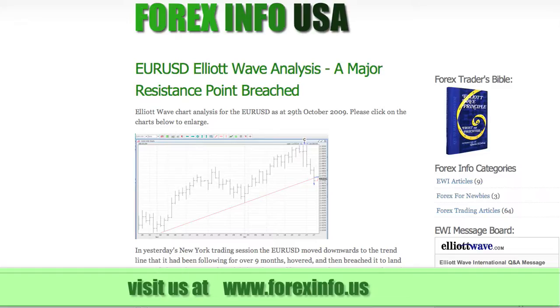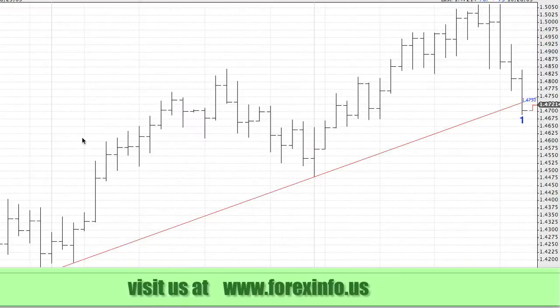We've had some interesting developments with the Euro-US dollar pair last night. Let's have a look and see what's happened. Okay, so as long anticipated, it finally has breached this lower trend line that it's been following since March of this year, for over 9 months.